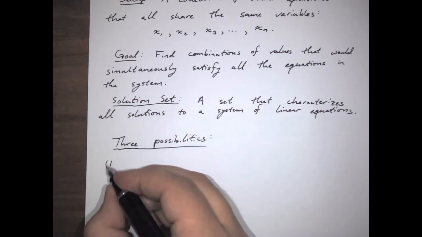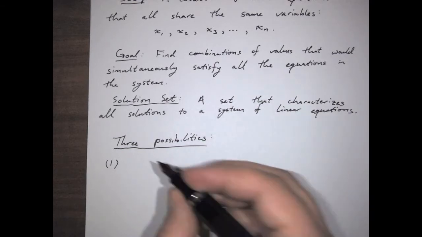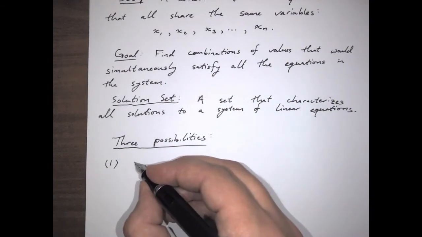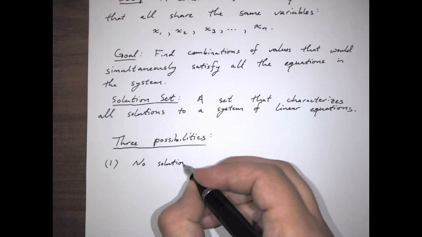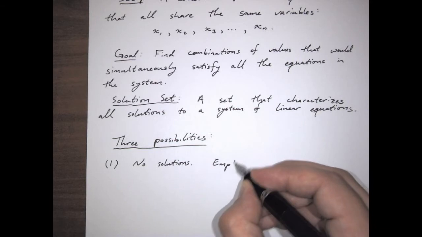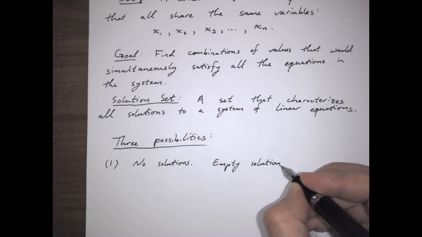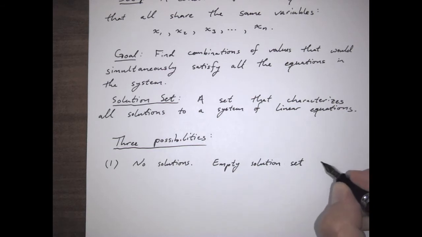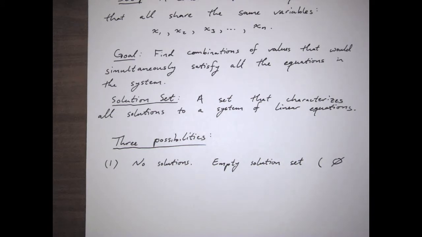Possibility number 1. It may happen that the system of equations is inconsistent, which would cause there to be no solutions. So the solution set is empty. No solutions. In other words, an empty solution set. And one way of writing that is with the classic symbol for an empty set, which is like an O with a cross through it.